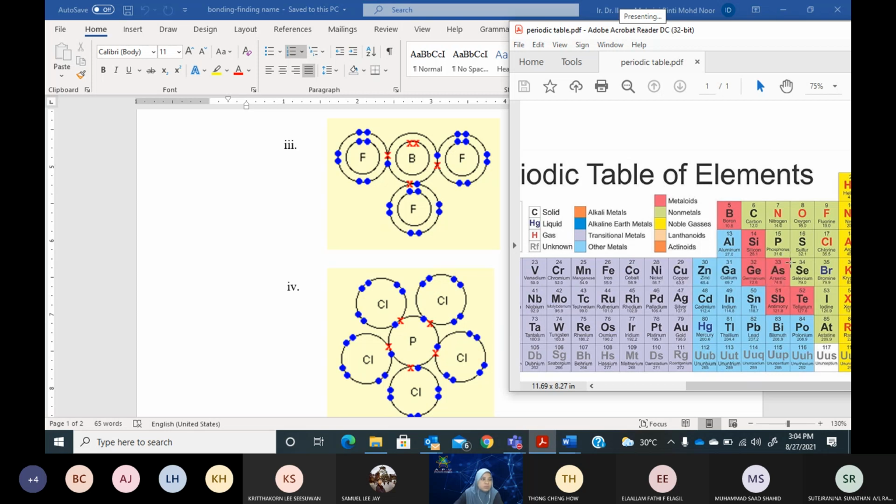Next is the phosphorus. Phosphorus is 15, so 15 is 2,8,5. Okay, so draw 5 of these red color crosses. So the name must follow the one in the middle, right? P, Cl. P, how many Cl? 5. So the formula is PCl5.